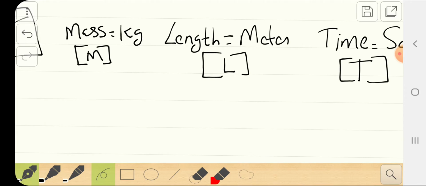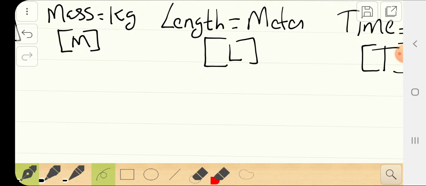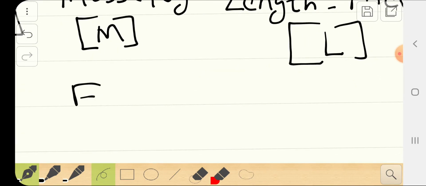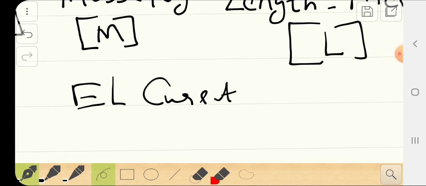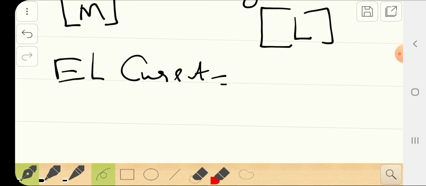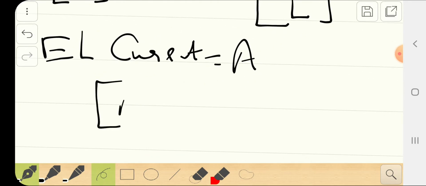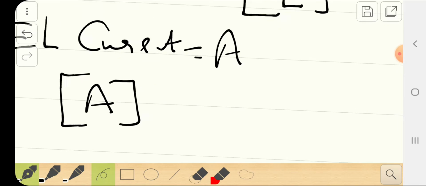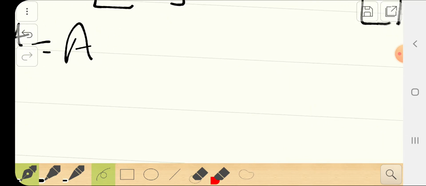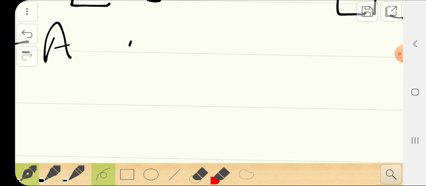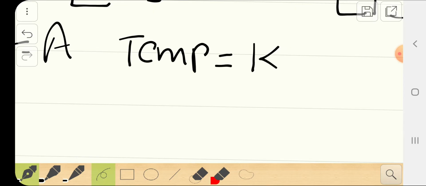Now the fourth one is electric current, named after the great scientist Ampere, right? So you use the same symbol, ampere. Okay, you will discuss this in the P2 program in more detail. Okay, so there is temperature in Kelvin. The symbol is K.